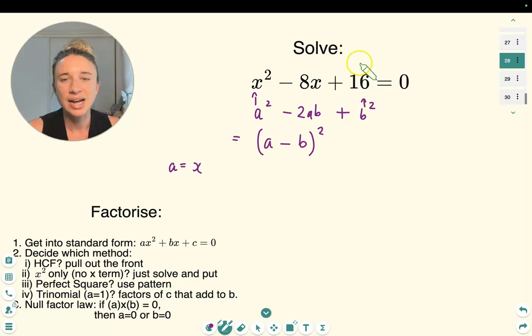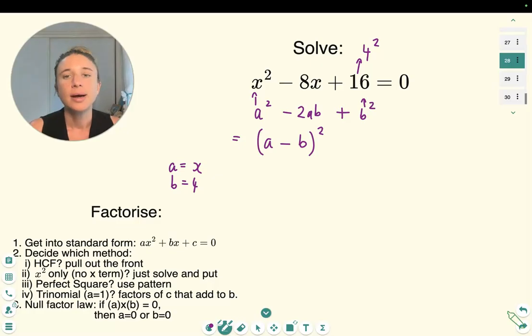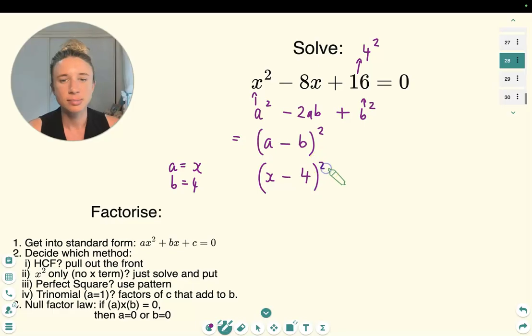Express this as 4 squared. So now we know that b is 4, right? B is 4. So that's important. And so we got that. Now let's just plug it into here. A is x. B is 4. And I've got a subtraction sign in between.